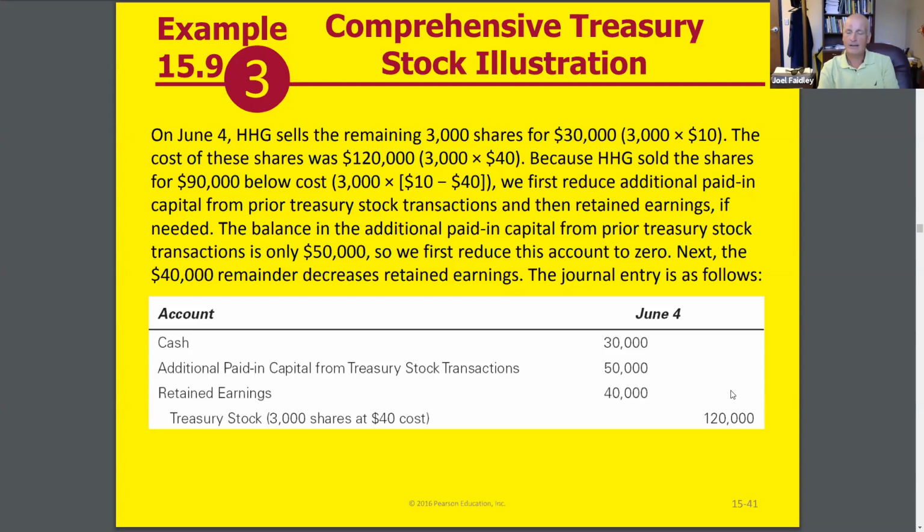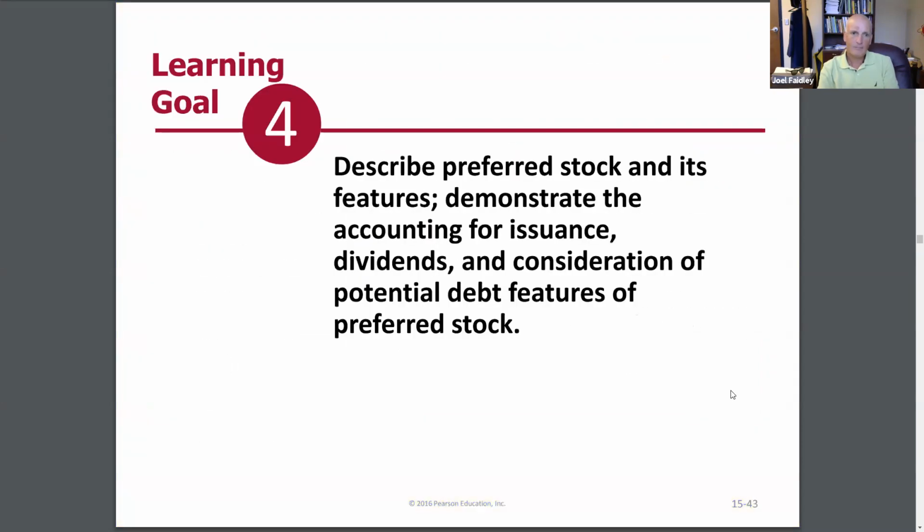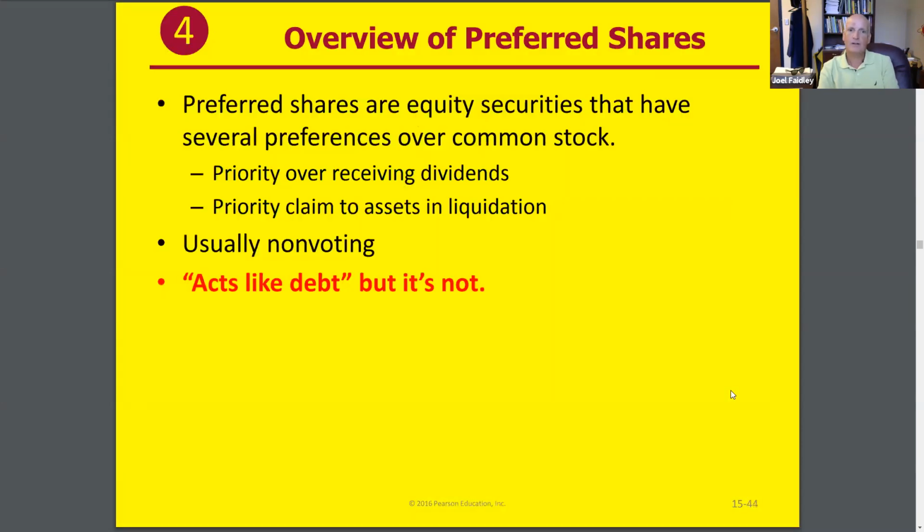It goes in at cost, it has to come out of the treasury stock account at cost. All right. About preferred stock. Common stock is ownership, voting rights, and so forth. Preferred stock has preference over dividends, if a company is able to pay dividends and they actually have dividends. Not every company does.